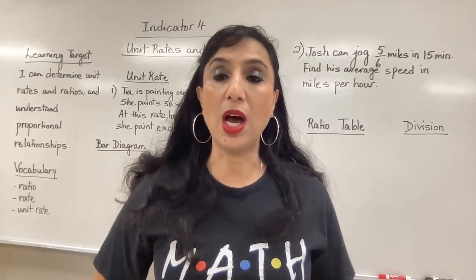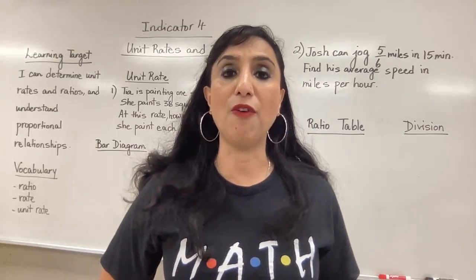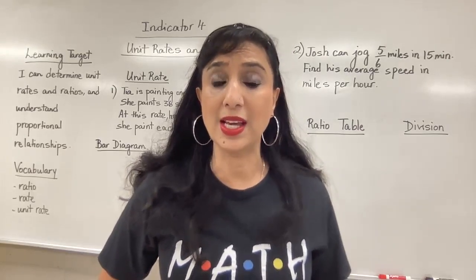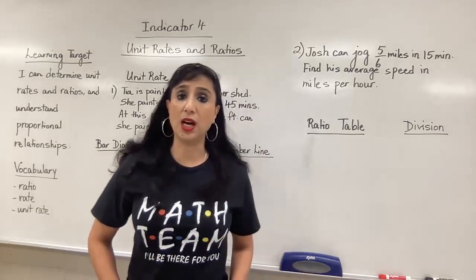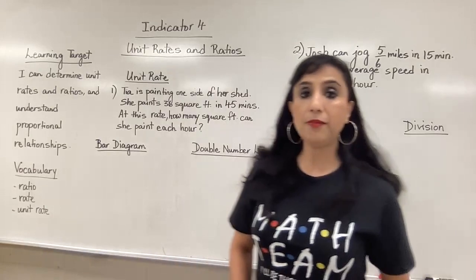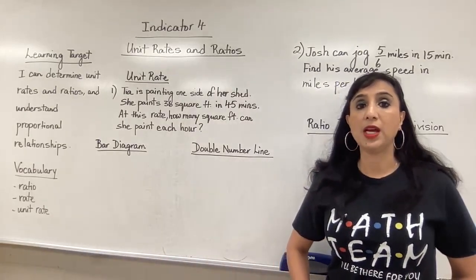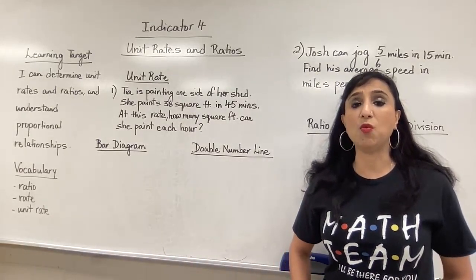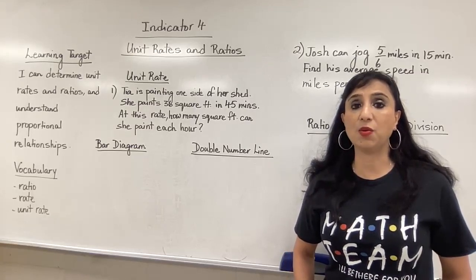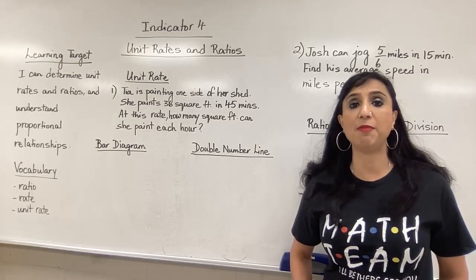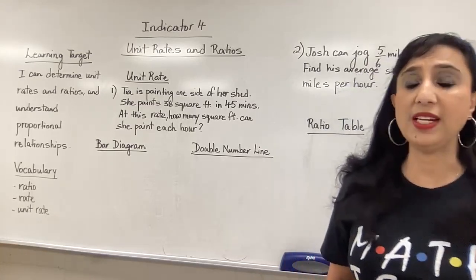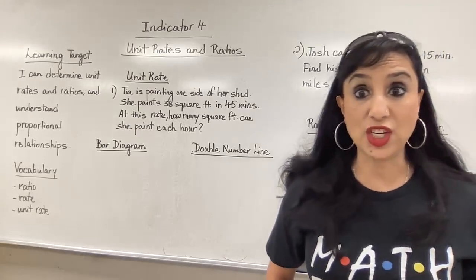Okay. So I'm going to show you four different ways to solve unit rates and ratios, these kinds of problems. So if you look at the first problem, Tia is painting one side of her shed. She paints 36 square feet in 45 minutes. At this rate, how many square feet can she paint each hour?